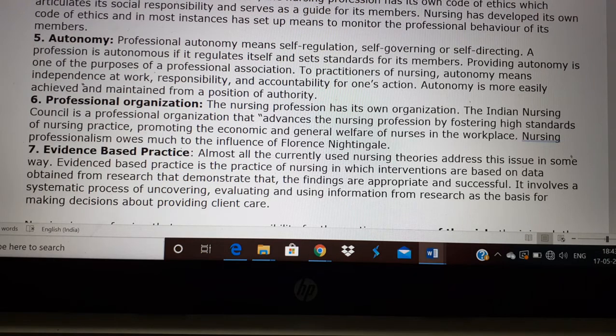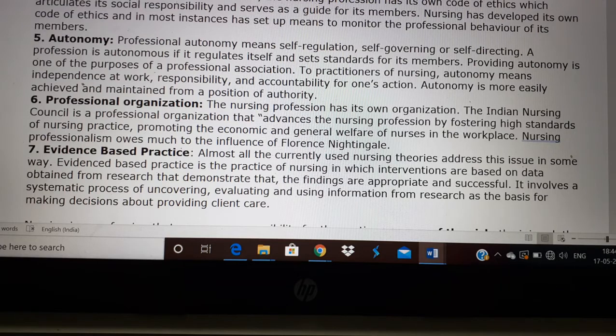The next is professional organization. The nursing profession has its own organization. All the nurses are under the Indian Nursing Council, which is the professional organization. The Indian Nursing Council is set up by the government of India, and any advance in the nursing profession, advance meaning going forward, the person is developing or improving in the nursing profession, is through the high standards set by the Indian Nursing Council for nursing practice. The high standards are set by the Indian Nursing Council for every nurse, and they have to follow that.